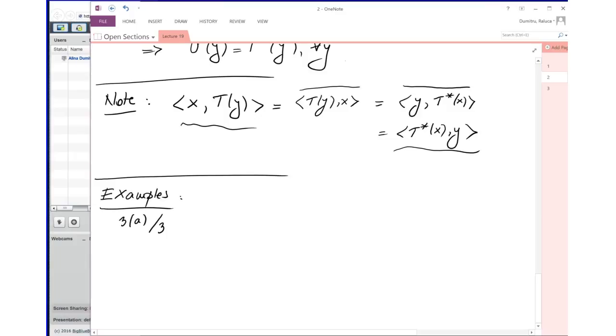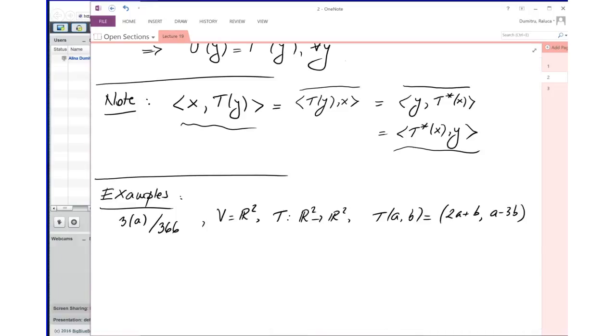(3a) on page 366. V is R2. T is a linear operator on R2. It takes a pair (a, b) into the pair (2a + b, a - 3b). R2 is seen here as an inner product space with the standard inner product, right? The sum of xi, yi conjugate, but there is no conjugate because everything is real. So it's just the sum of xi, yi. Fine.